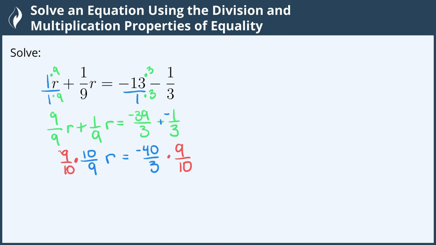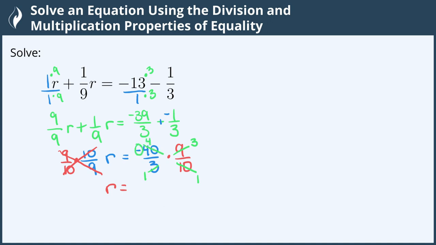On the left, 9 divided by 9 cancels, and 10 divided by 10 cancels, so we're left with just r. And on the right side, we can also simplify. 3 and 9 are both divisible by 3. 3 divided by 3 is 1. 9 divided by 3 is 3. 40 and 10 are both divisible by 10. So 10 divided by 10 is 1. 40 divided by 10 is 4.